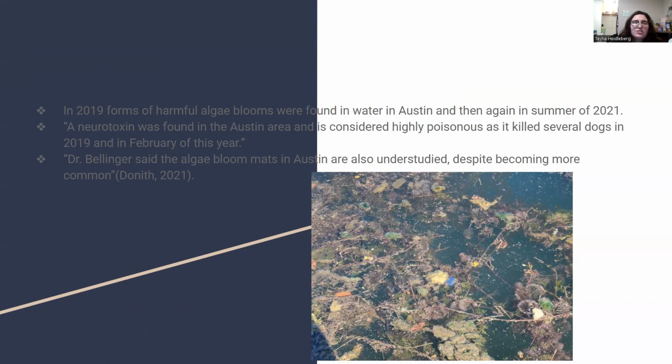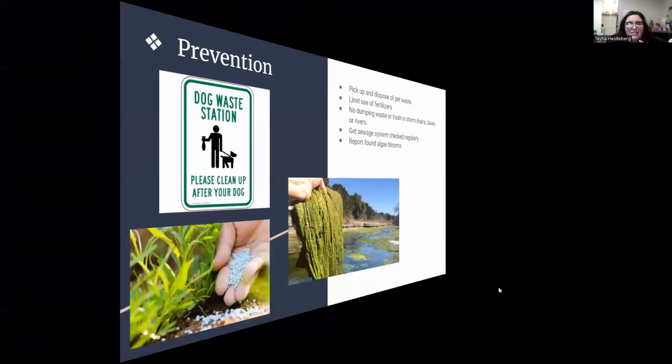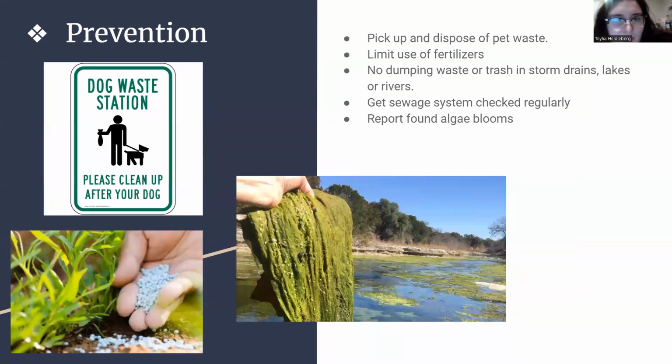And Dr. Bellinger said that the algae bloom mats in Austin are also understudied despite becoming more common, which is a huge problem because they need to be studied more to then be fixed, so next time things like that will not happen. And this is a picture of the algae in the lake in Austin.